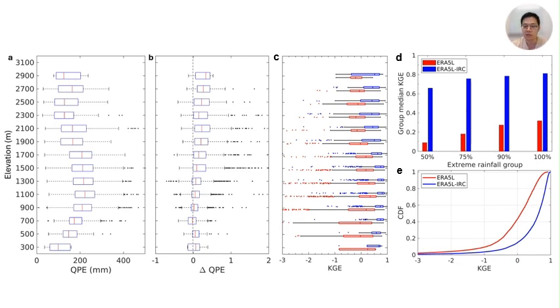And we're applying the ERA5 and ERA5L IRC for hydrological simulation, and we see that the KGE values are dramatically improved when we use the IRC version of data. And we plotted this conditional on the rain rate and also the entire cumulative distribution function. We see that the IRC is dramatically better than ERA5L in terms of the hydrological performances, and also in terms of the comparison against rain gauges previously in the previous slides.